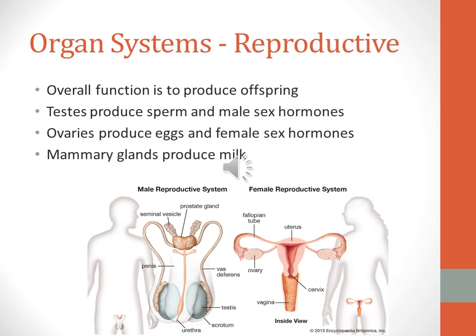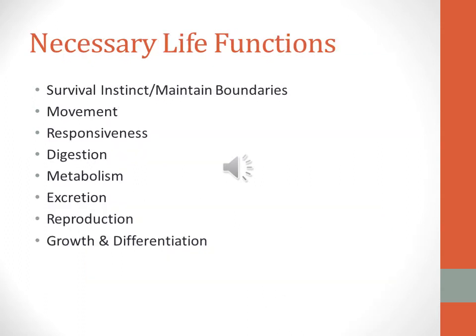And finally, the reproductive system. The overall function of the reproductive system is to produce offspring. So we're going to produce sex cells, deliver sex cells, and house the development of embryo, fetus, and into infant. And there's a lot going on in this system. But again, the general function of the reproductive system is to produce viable offspring.